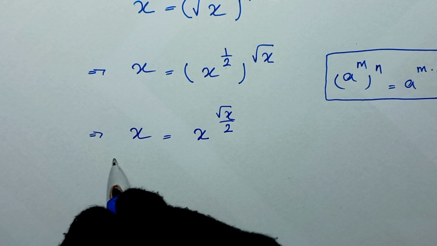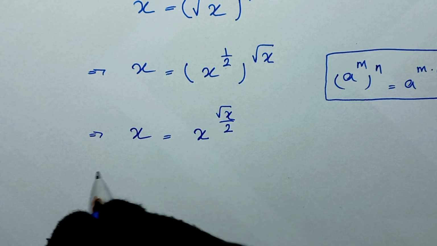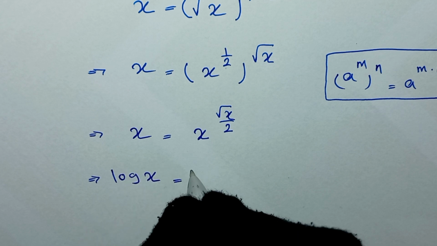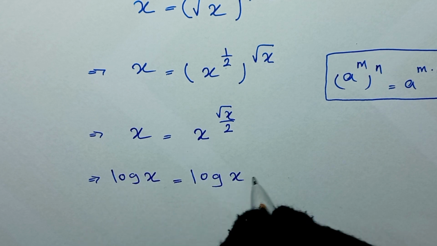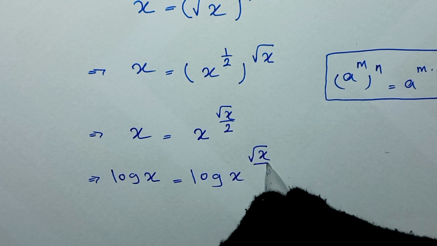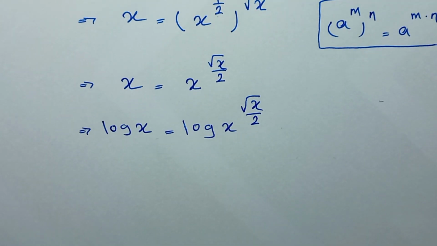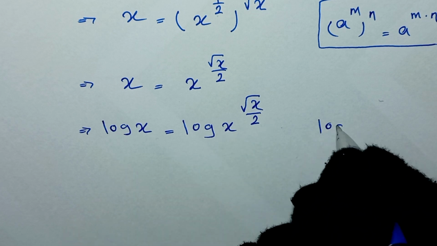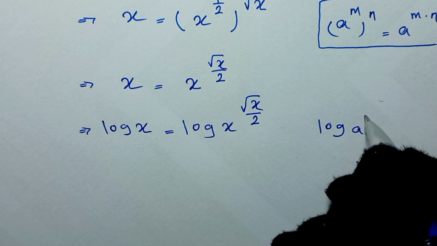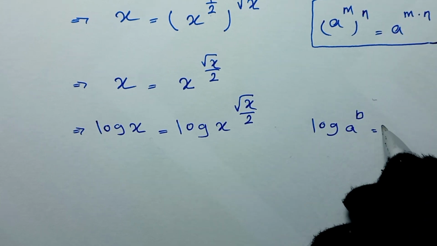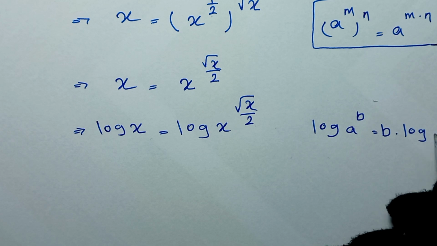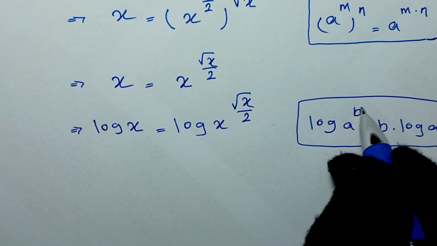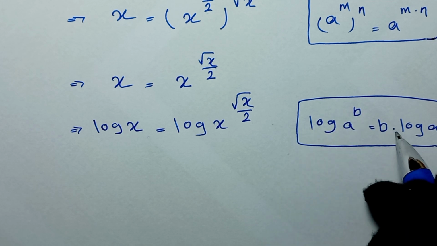And in the next step, we apply log to both sides of this equation. So it will be log of x is equal to log of x to the power of the square root of x over 2. And from log rules, if we have log of a to the power of b, this is equal to b times log of a. Here, we can take this power outside of this log and it will be b times log of a.